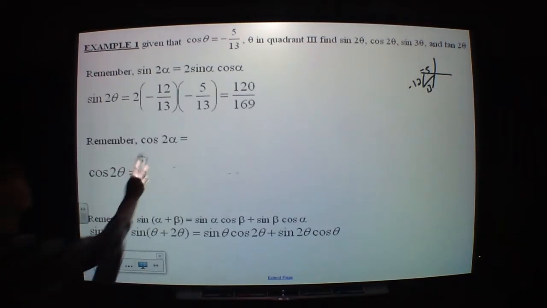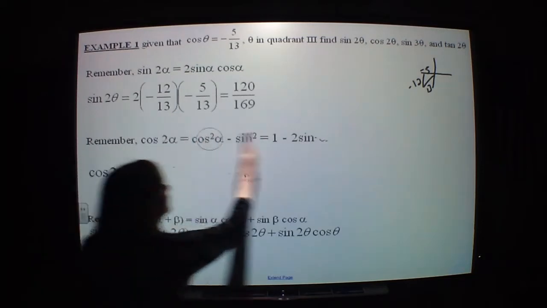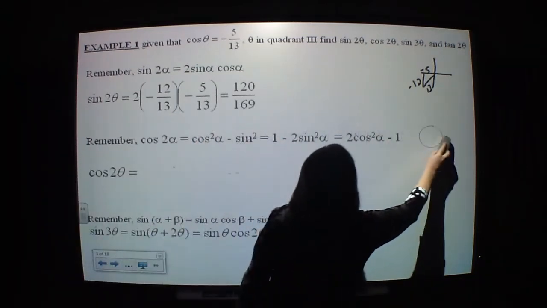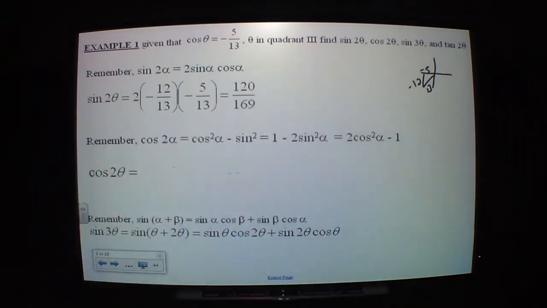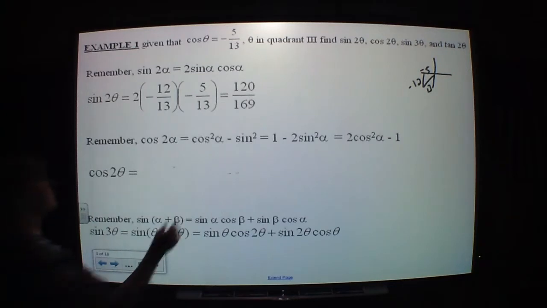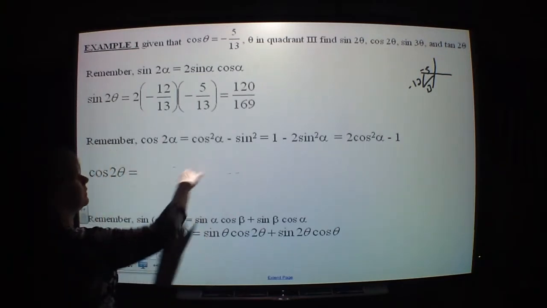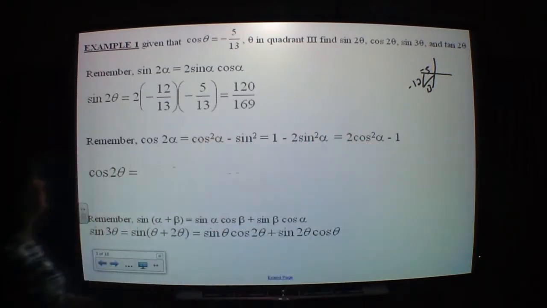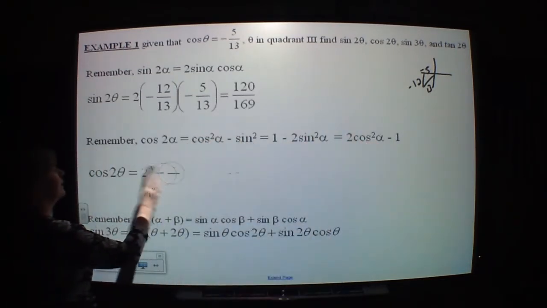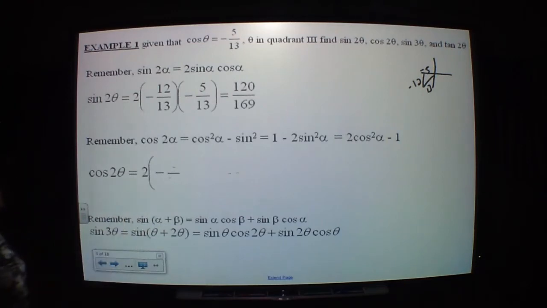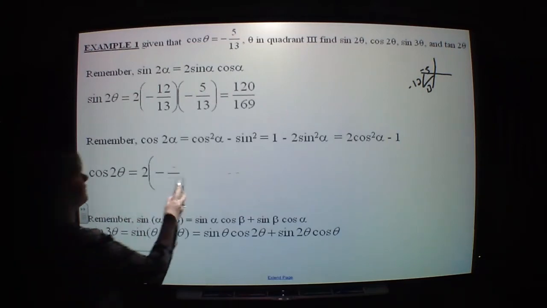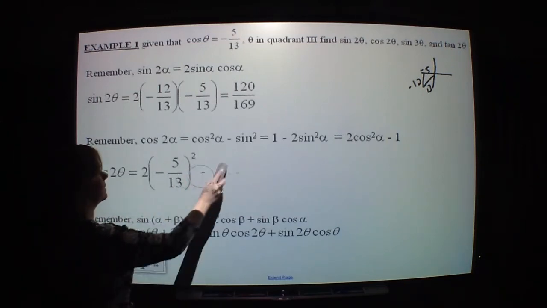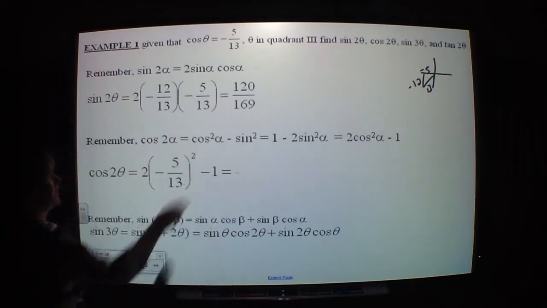Cosine of 2 alpha, there's your formula there, or there, or there. So I don't care which one you use. You can use any of these 3. You can use this, or you could use that, or you could use that. It does not matter. You get the same answer. I am using 2 times the cosine of alpha squared minus 1. But I didn't have to. I'm using the last one.